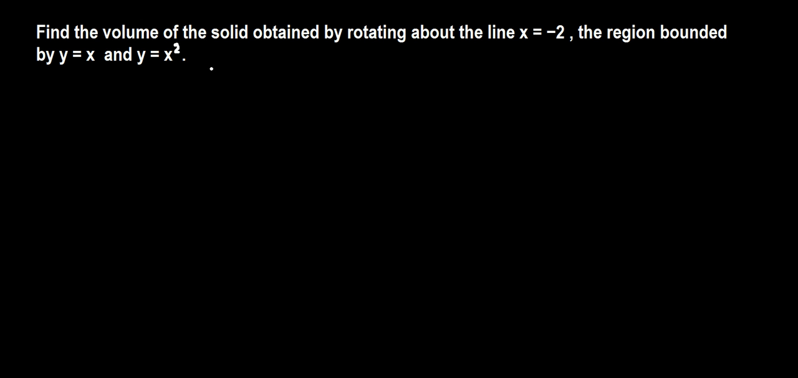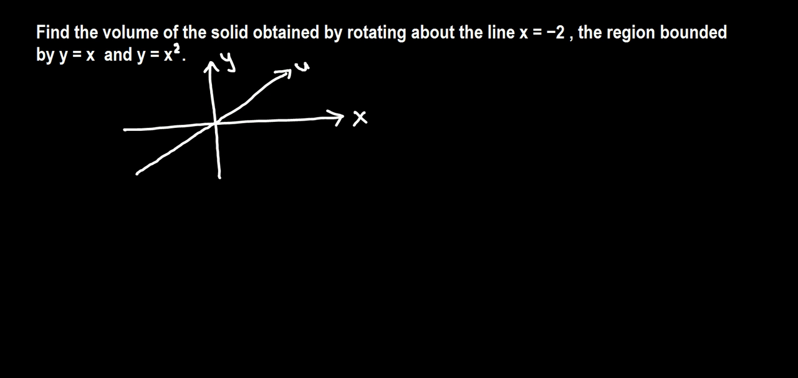Here is the vertical axis y and horizontal axis x. y equals x is the identity line passing through the origin. So this is y equals x and y equals x squared, just a parabola. This is the region bounded by these two curves, and this is the origin, 0.